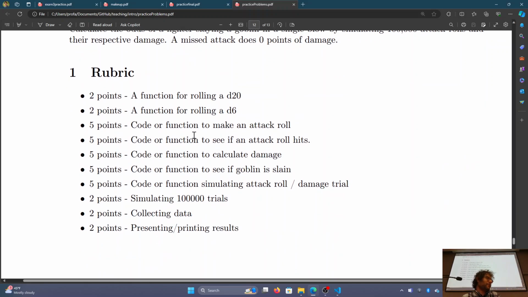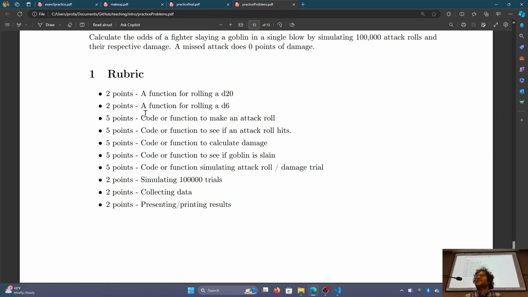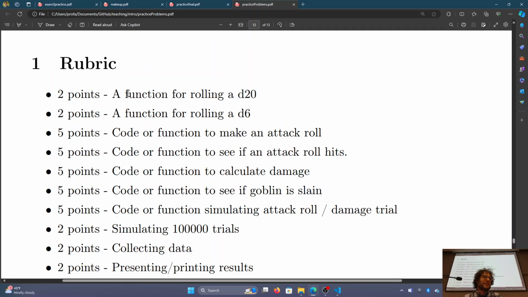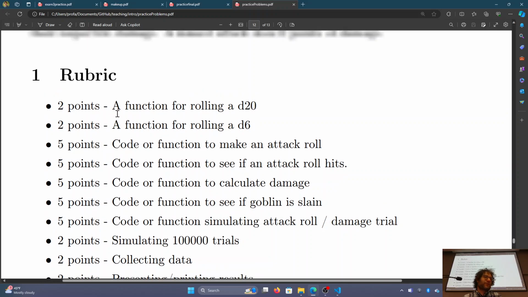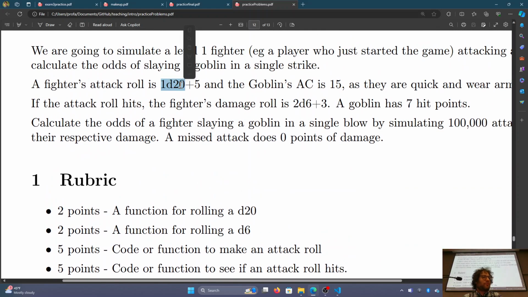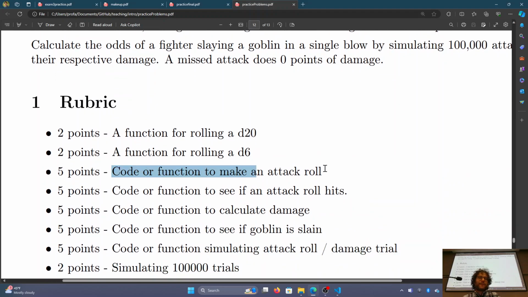Now you're wondering, how in the world was I supposed to do this if I was given this on an exam? I had a rubric right here that tells you step by step what we need to do. First, create a function for rolling a d20. Next, create a function for rolling a d6. Those are the only ones we're going to be using here, d6s and d20. And make a function for the attack roll, code or function to see if it hits, code or function to calculate damage, code or function to see if it's slain. So we're going to follow this by going through the rubric.